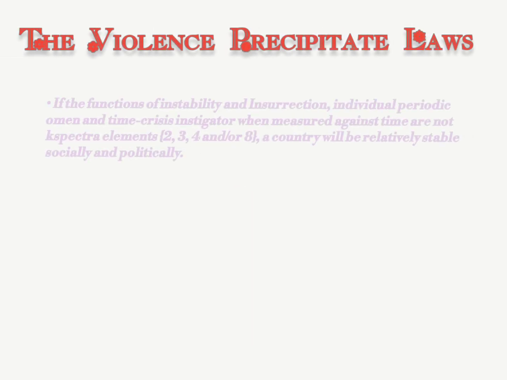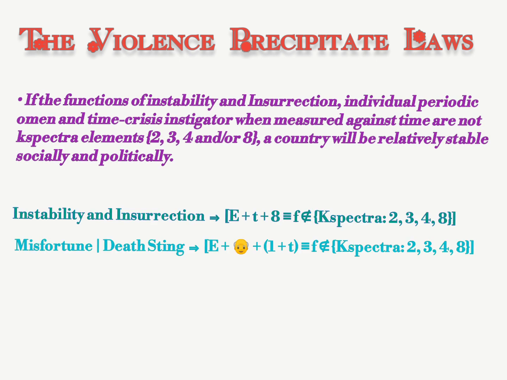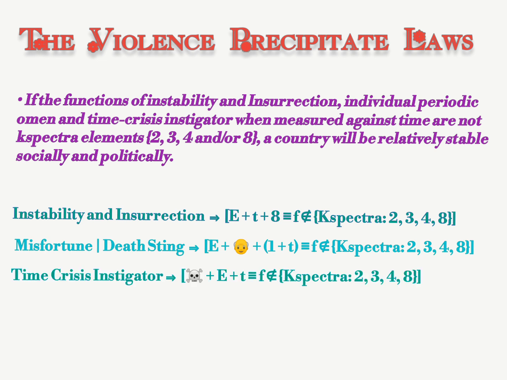The violence precipitate laws. If the functions of instability and insurrection, individual periodic omen and time crisis instigator when measured against time are not K spectra elements, 2, 3, 4, and or 8, a country will be relatively stable socially and politically.